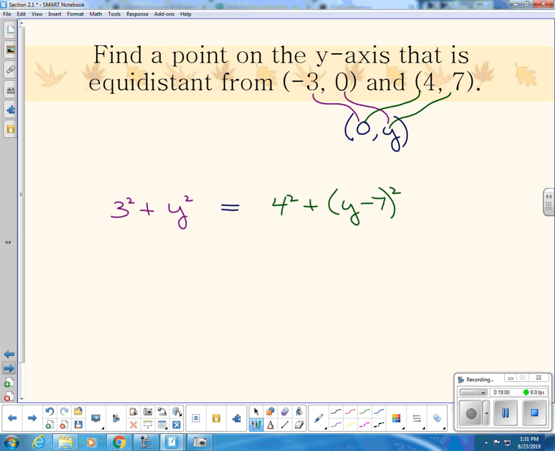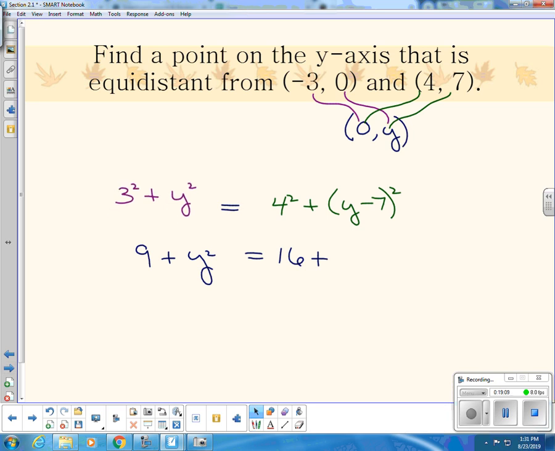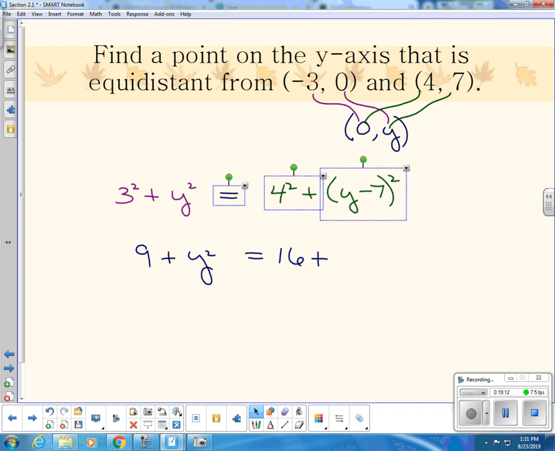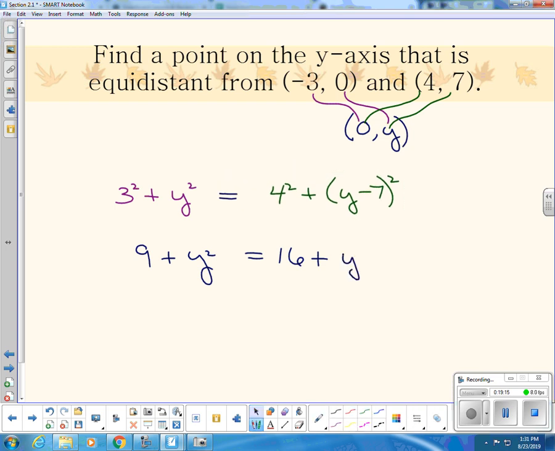Okay, now it's cleaned up a little bit. So this side is 9 plus y squared. This side is 16 plus. You do, in this case, have to expand this binomial. Now, if you can do this in your head, because you know the little rule, spectacular. If you have to write it out, I don't care, that's fine. But remember, it's not just y squared plus 49. There has to be middle terms there. It's a binomial squared. So it's going to be y squared minus 7y minus 7y. So this outside and inside have to go together to give you that negative 14y. Okay, and then plus 49.